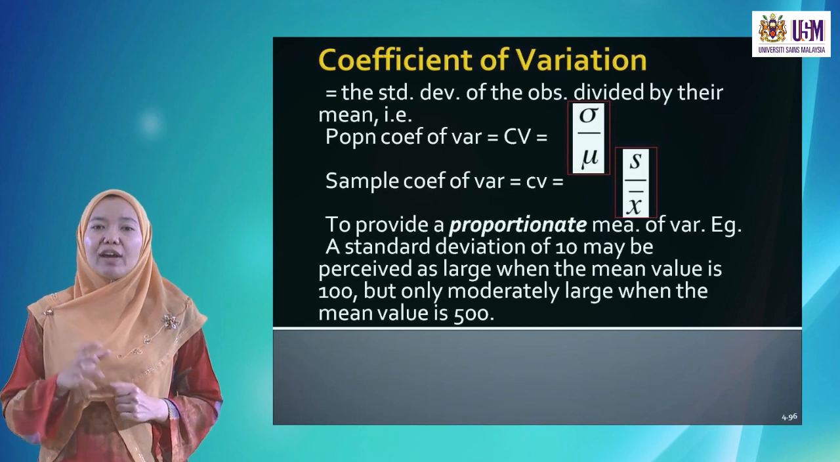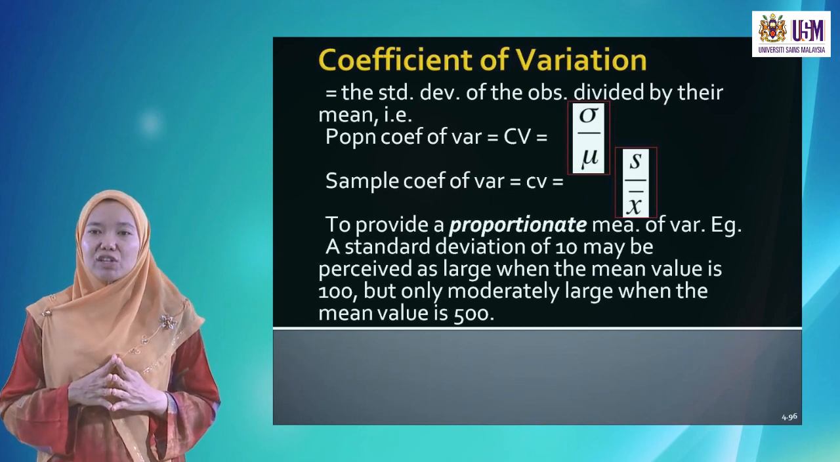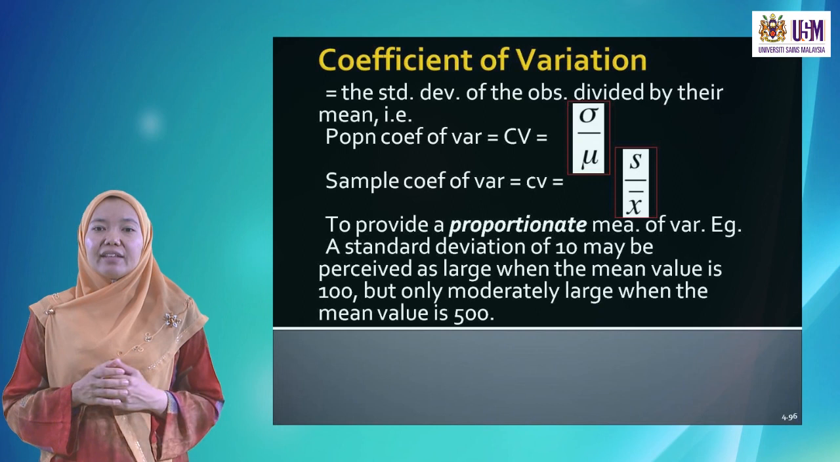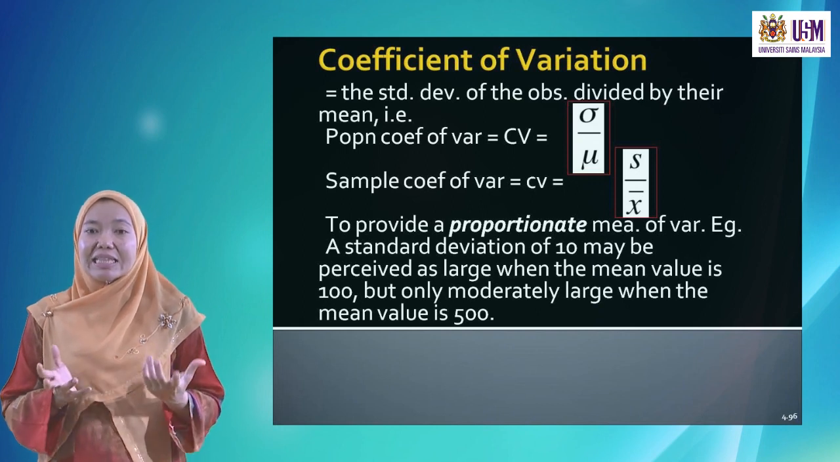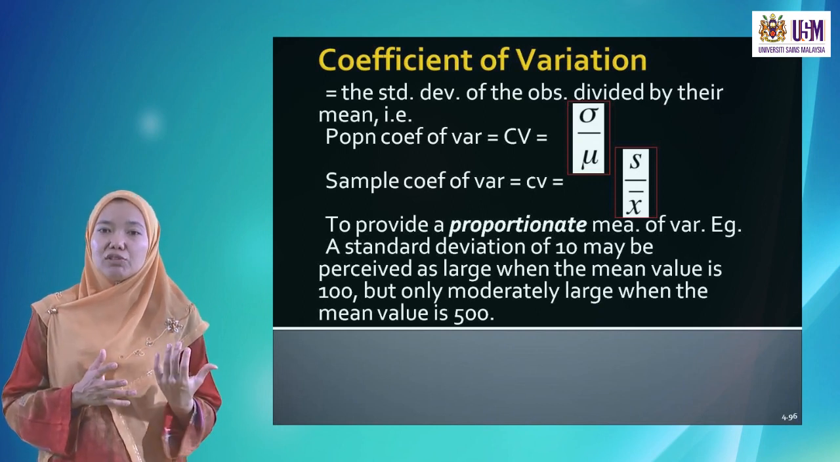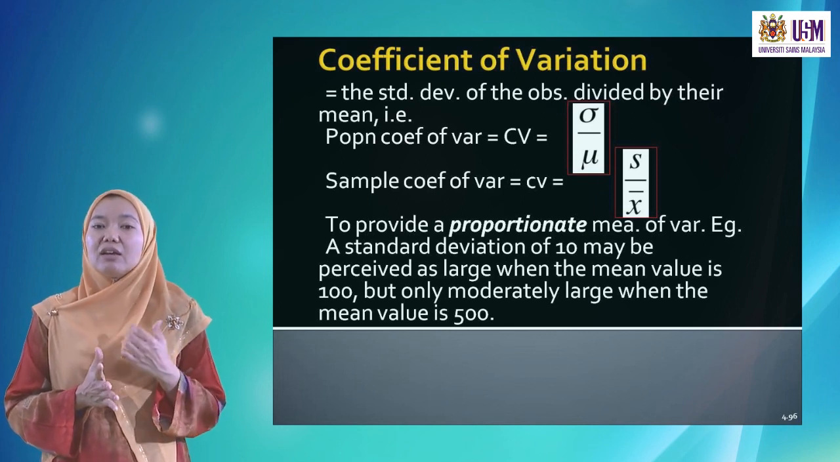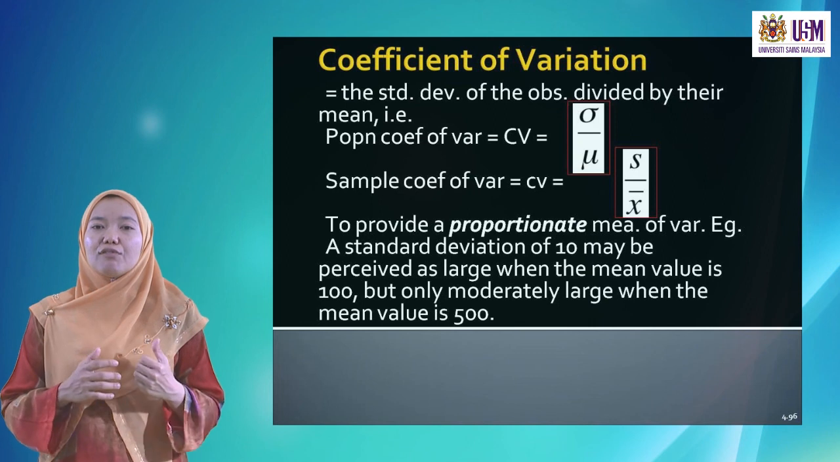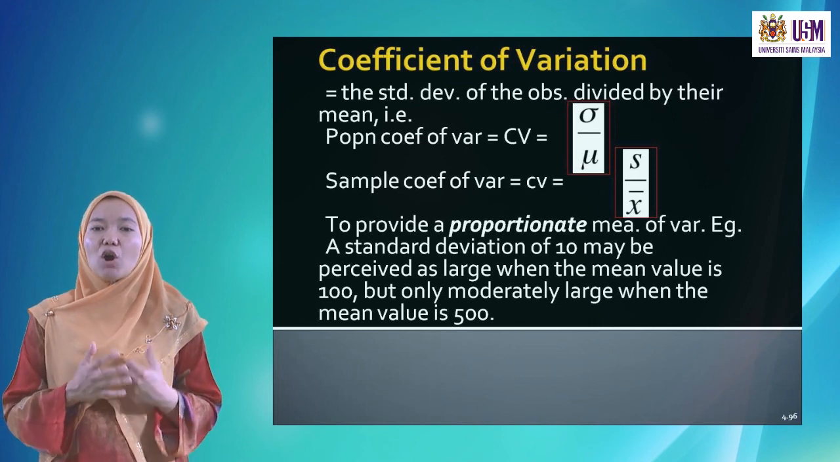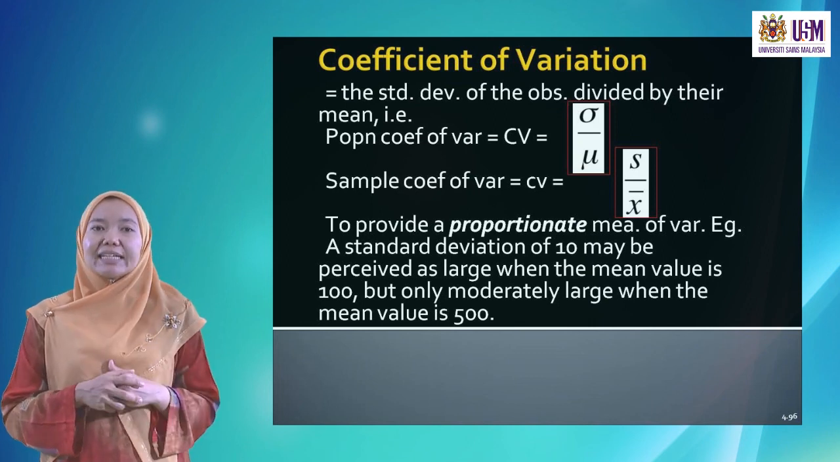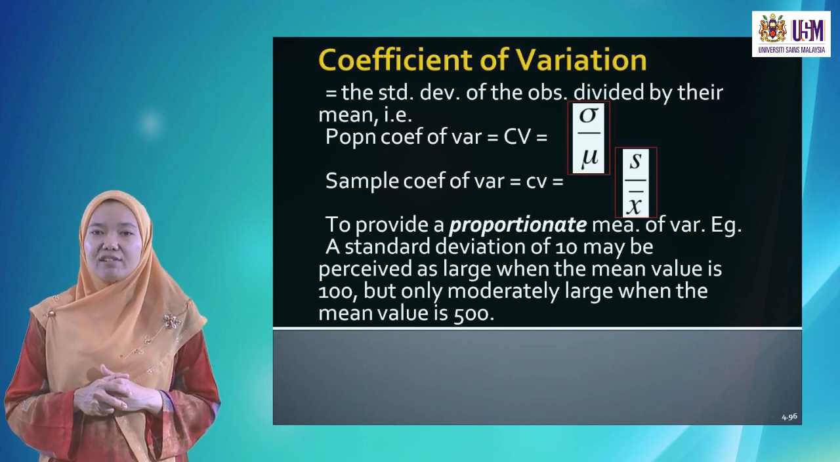It provides a proportionate measure of variation. For example, a standard deviation of 10 may be perceived as large when the mean value is 100, but moderately small when the mean value is 500. So it gives you a proportionate measure of variation. That's why you need to calculate the coefficient of variation.